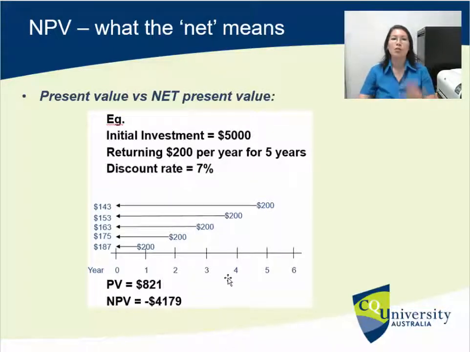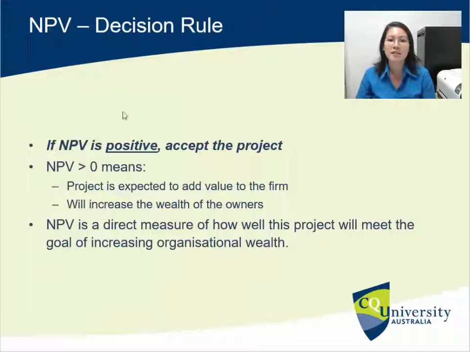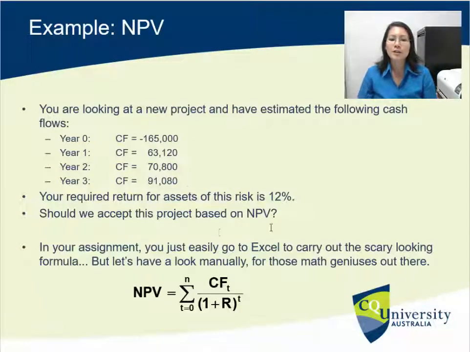So in this case it's negative, so we wouldn't proceed with that. So just on that decision rule, if net present value is positive, you accept it. If it's negative, you reject the project. Do not proceed. If it's not positive, it's negative, it won't add value to the firm and it won't increase your wealth. So only accept projects if they're positive. Net present value is a direct measure of how well this project will meet the goal of increasing our organisational wealth. So this is another example I just want to give you with discounting back and forth.